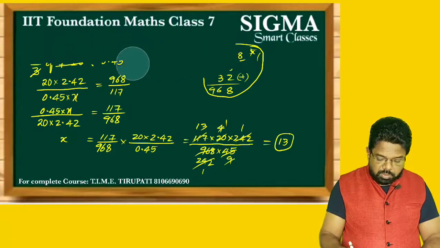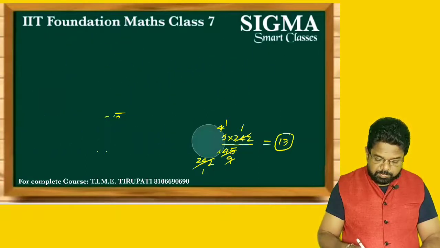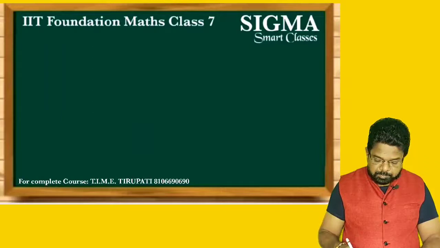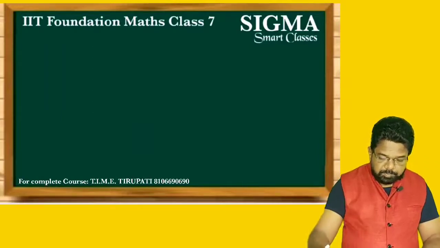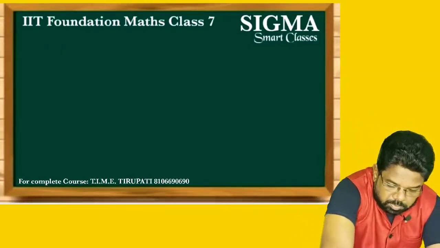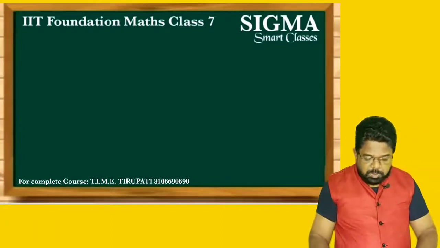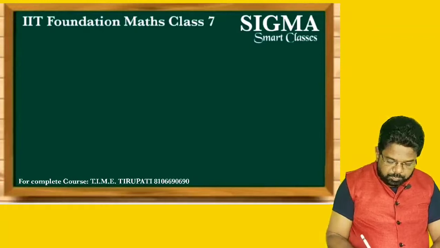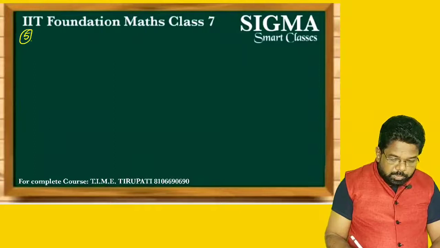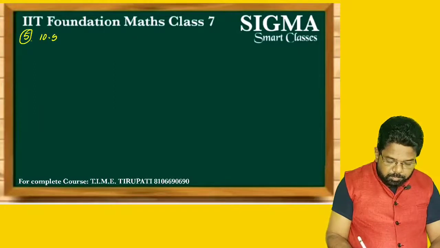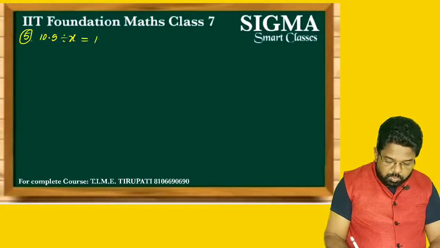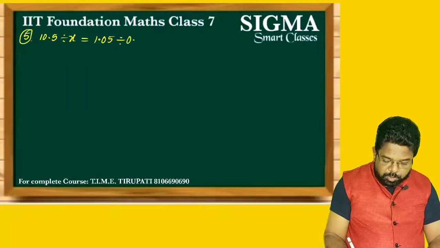Now we'll go for question number 5. So question number 5. 10.5 divided by x is equal to 1.05 divided by 0.5.